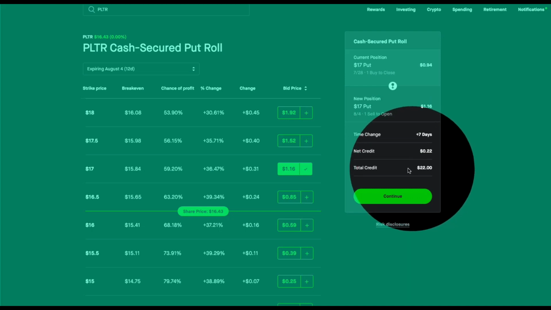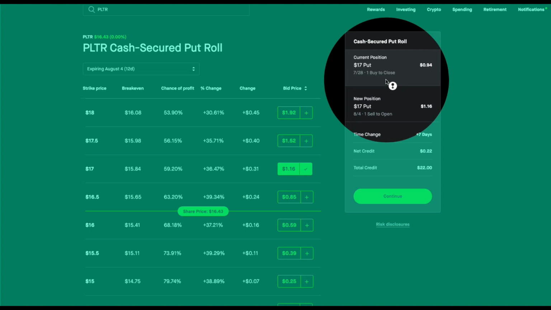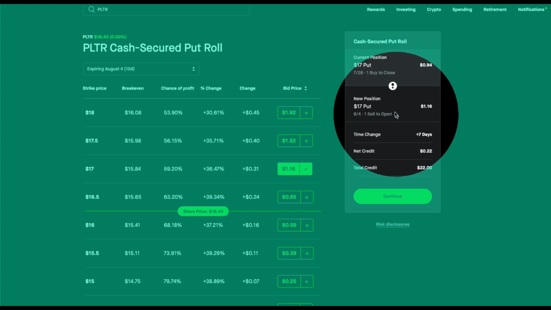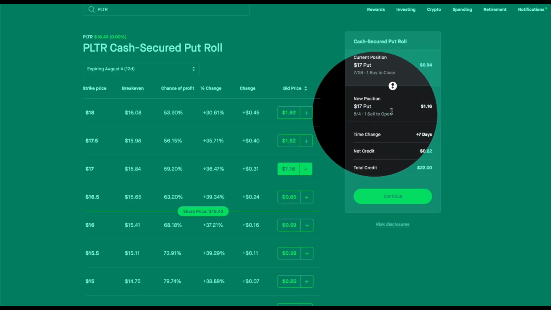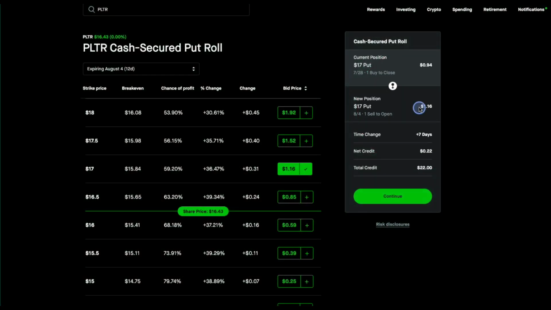Basically, by doing this, you are getting a $22 credit. Essentially what it is doing is buying the put option, and then opening a new position. You're selling the same option, but a week out. So you are paying $94 to buy that option back, but you are getting a credit of $116 to sell that position for a week. So theta plays a role here, right? Because you are buying time, you have a week out, so you are getting that time value, the theta value, on this position. That's why you are getting a credit.